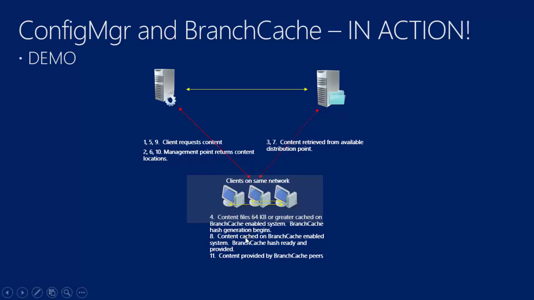So step 8 then, this middle system, the content cached on the BranchCache enabled system is now ready for acquisition by anyone else. And so the third system, the one on the left, will ask for content again. And it will get the management points just like the other two, except this time it does not actually pull from the DP, it pulls from the BranchCache enabled peers, like you would expect.